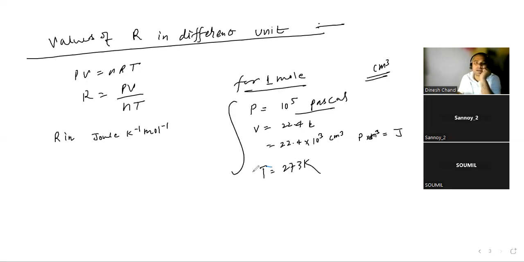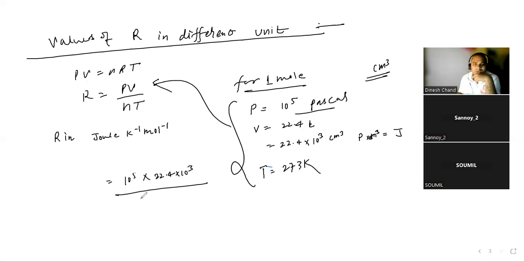Now plug these values in the equation. See what will come. Pressure is 10 power 5. Volume is 22.4 into 10 power minus 3. And 1 mole, temperature 273. Check the value, how much it is going to come. In meter cube we have to divide, not multiply. This will be minus 3, in meter cube, not centimeter.